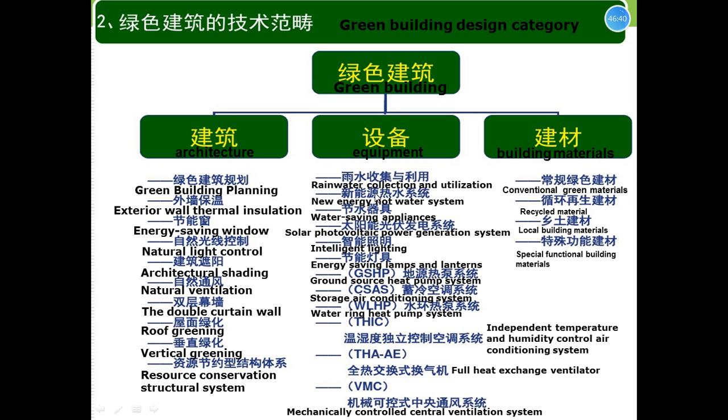Equipment includes many sites. For example, rainwater collection and utilization, new energy hot water system, water saving appliance, solar photovoltaic power generation system, and so on. Building materials have four sites: conventional green materials, recycled materials, local building materials, special functional building materials.